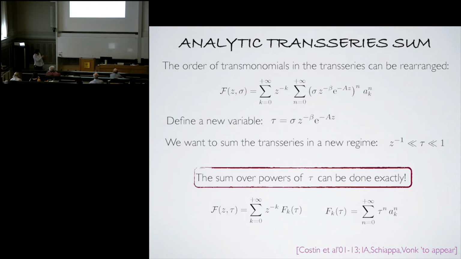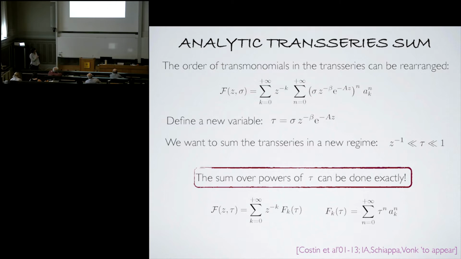So what I did here is reshuffle my transmonomials of my trans series in a different way. You can see that here now I have the powers of z, so of the time, at the beginning, and then the second sum now is my exponentials, where I include sigma, the z^2 minus beta, and this exponential to the power n. So this will be a new variable that I call tau, and what I'm going to be interested in is studying a different regime. It's still late times, so z minus 1 much less than 1, but now it's in a region where this tau, which is this exponential, is still going to be greater than my z minus 1.